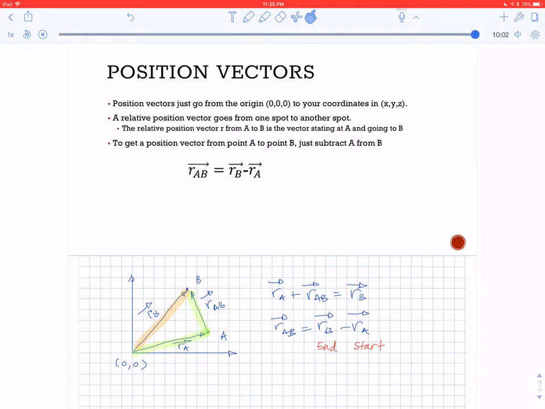Like I ended 10 miles from here, I started 2 miles from here. 10 minus 2 is 8 miles. You do the same thing with vectors. And so that's how you get a position vector relative from A to B. This will become especially important next semester when you take dynamics.